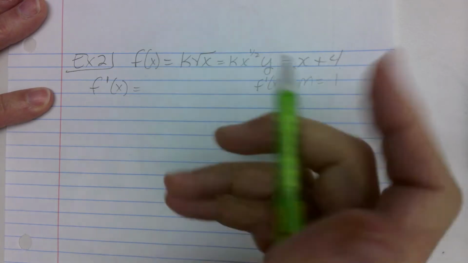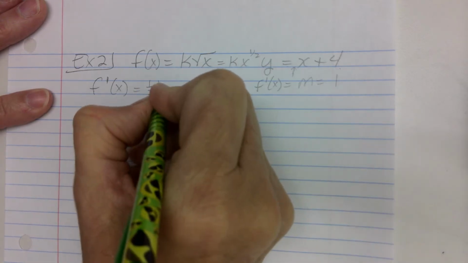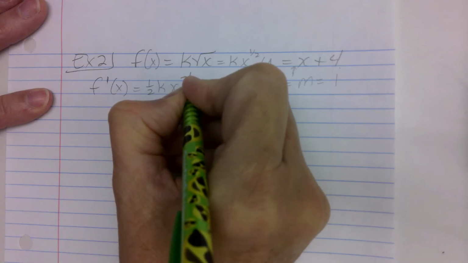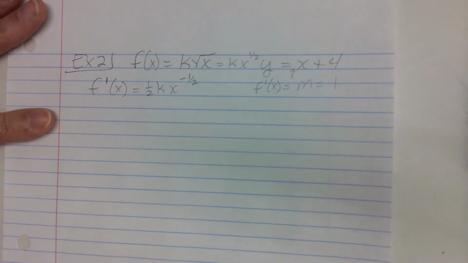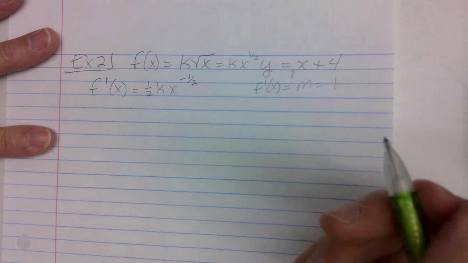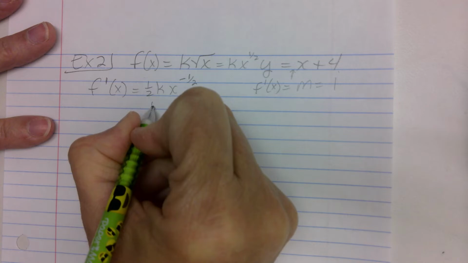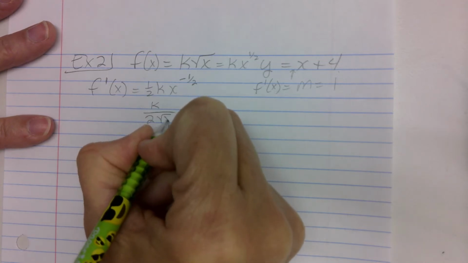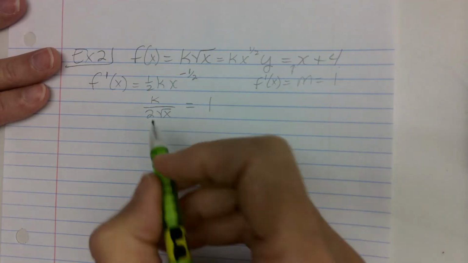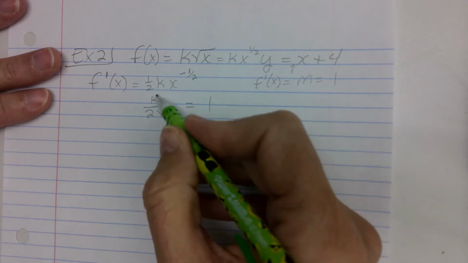How do we take the derivative? 1/2 k x to the negative 1/2. So, oh, this is a little weird. I got a k on top, a 2 square root of x on the bottom. Is that what you're seeing? Uh-oh. This thought process is not exactly the same because I have one equation with two variables.